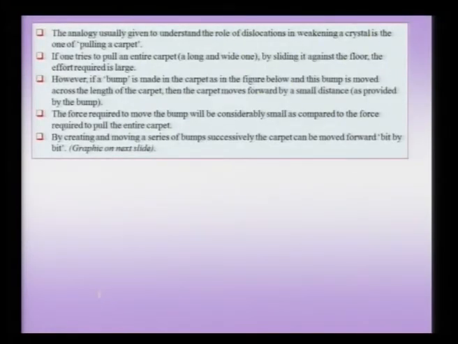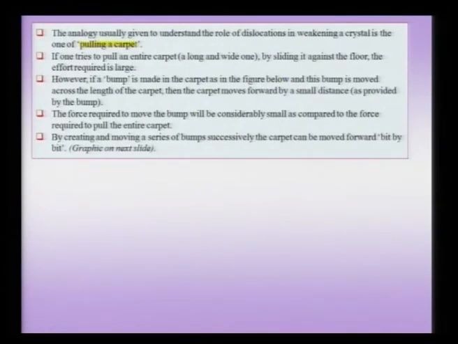So, how do I understand in a more common sense way the weakening of a crystal in the presence of dislocations? That is the first question I am asking myself. Of course, I know that a crystal is weakened by the presence of dislocations by comparing the theoretical result with the experimental result, but the common analogy given to understand this weakening of the crystal is the one of pulling a carpet.